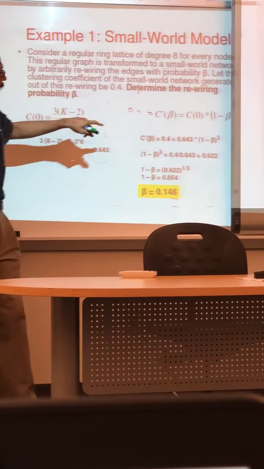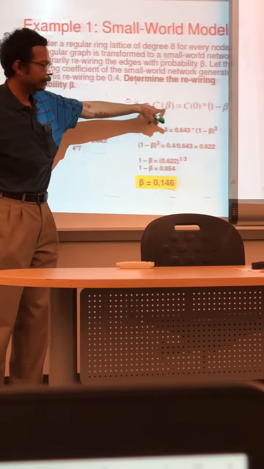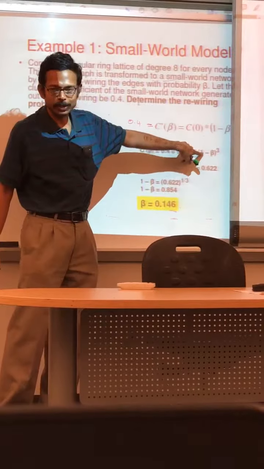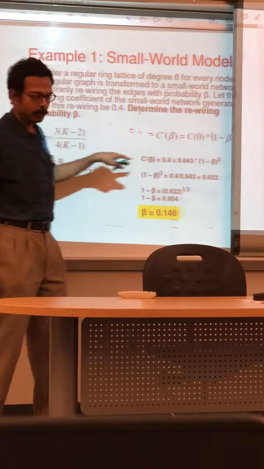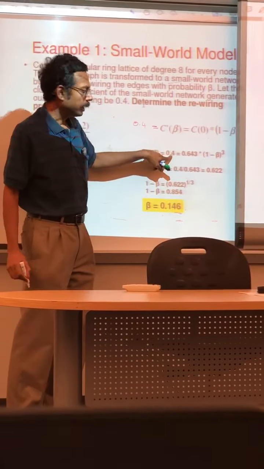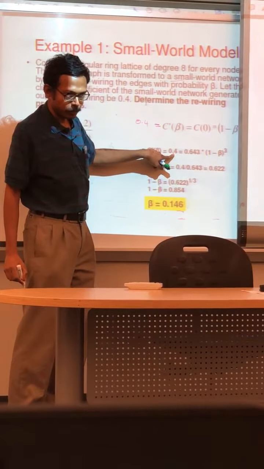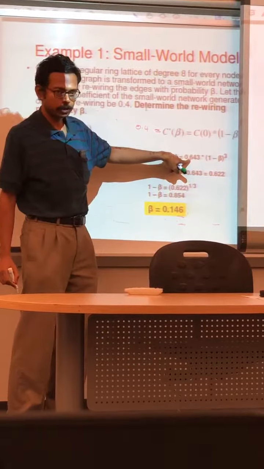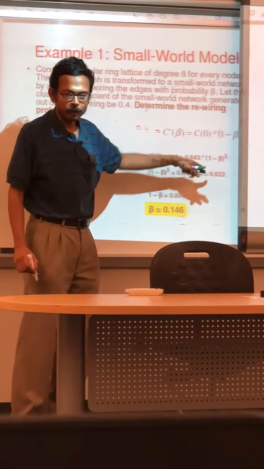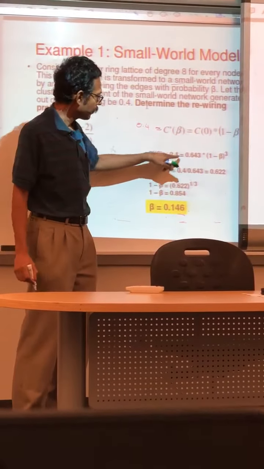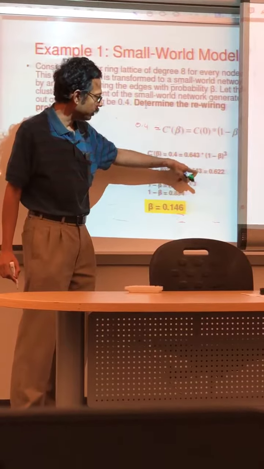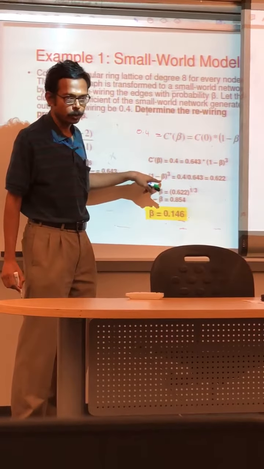So the formula for the clustering coefficient as a function of beta is this: the initial clustering coefficient multiplied by 1 minus beta the whole cube. And we know what the initial clustering coefficient is. So we substitute for that. 0.4, the final clustering coefficient, is the initial clustering coefficient times 1 minus beta the whole cube. So all you have to do is solve for beta. So how can we solve for beta? Just divide this by this. So 0.4 divided by 0.643 is 1 minus beta the whole cube.